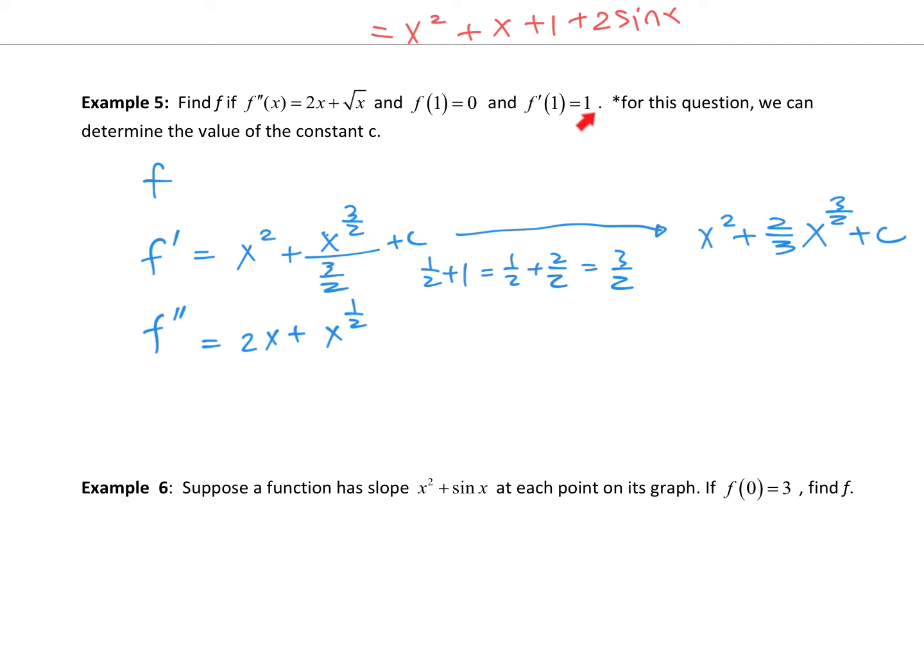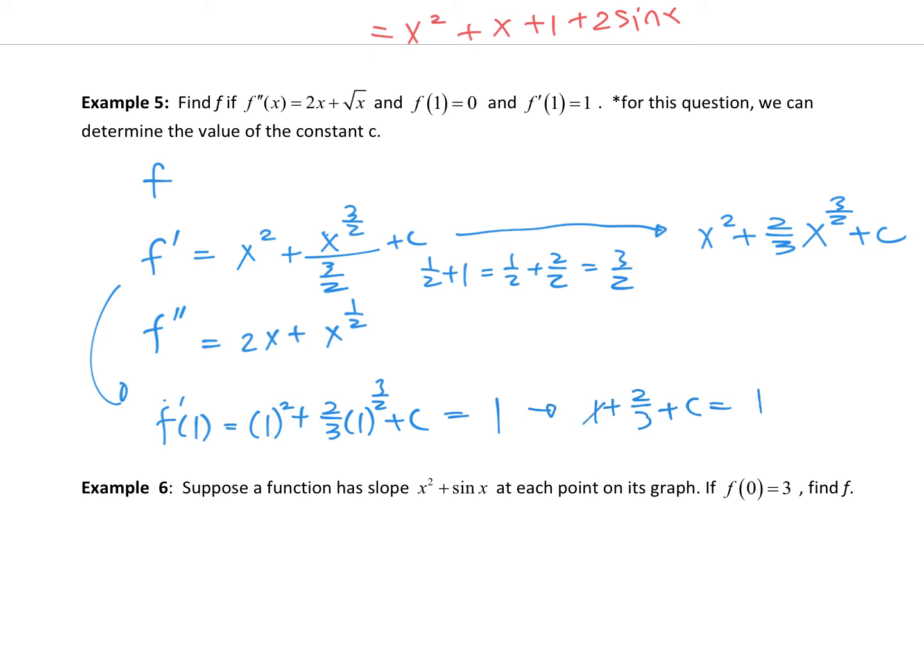However, they also give you this information: f prime of 1 is 1. So here we can determine the value of constant c. I need more space here. F prime of 1 is, I'm going to plug in 1: 1 squared plus 2/3 times 1 to the 3 over 2 power plus c. I want that to be 1 because they say when you plug in 1, you get 1 as an answer, right? So what does that mean? 1 plus 2 over 3 plus c is equal to 1. Cancel that, cancel that. c is negative 2 over 3. So here I can actually determine the value of c. I'm going to erase c and say that's going to be negative 2 over 3.